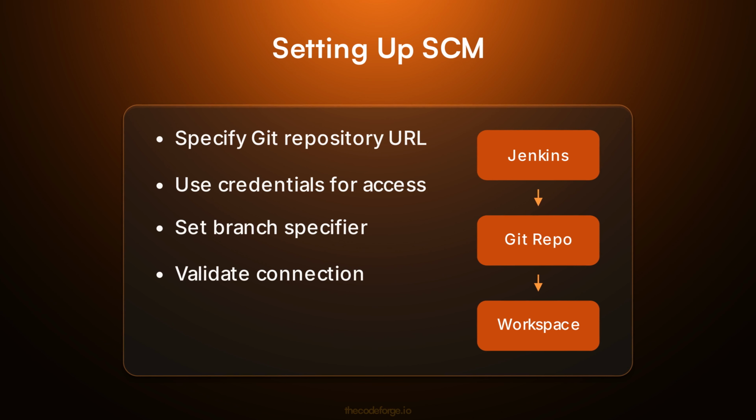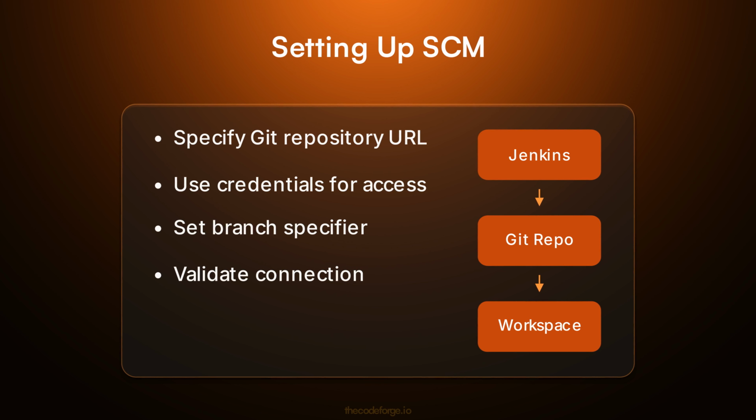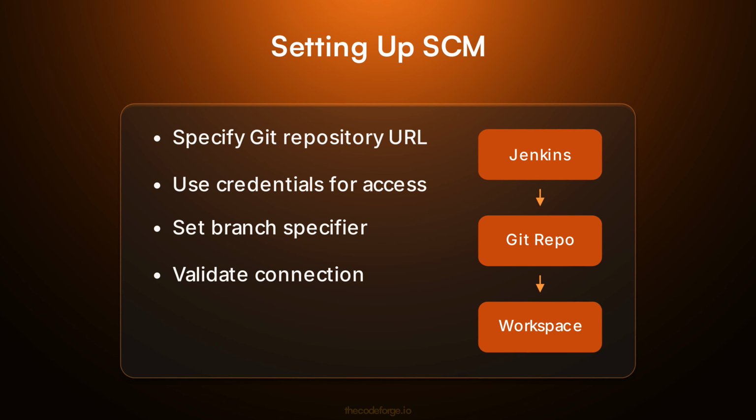The source code management section tells Jenkins where your code lives. Most common is Git. Enter the repository URL, add credentials, and specify a branch. Always use specific branches to avoid unexpected builds.